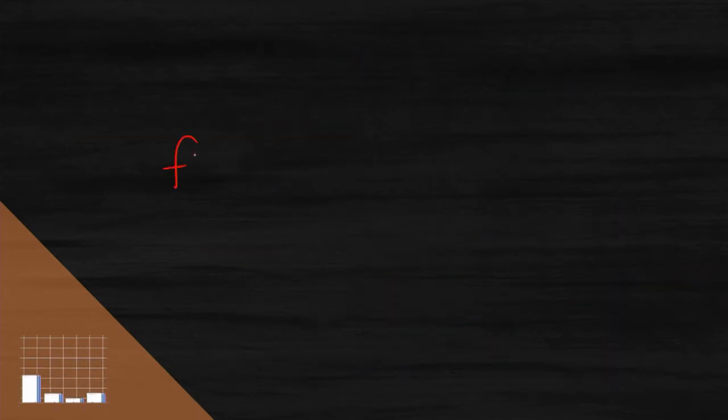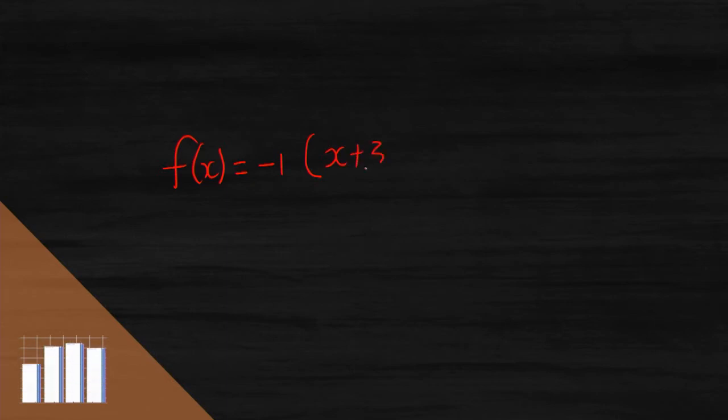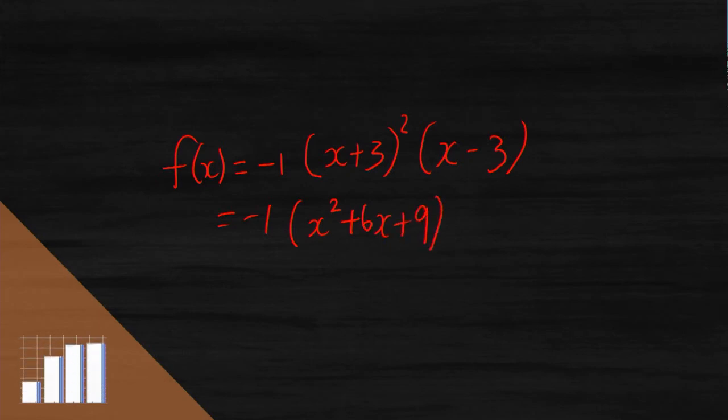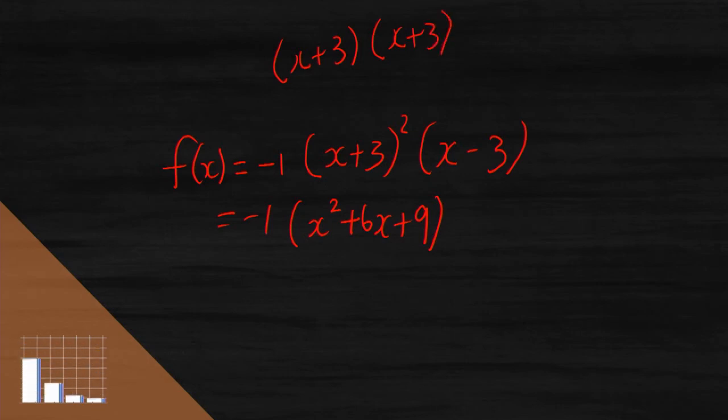So I'm going to get f of x is equal to negative 1, I substitute the value of a in, times x plus 3 squared times x minus 3. Okay, so we get minus 1 times x squared plus 6x plus 9. And all I've done to get that bracket is I've taken x plus 3 squared and I've squared the binomial. So I've multiplied x plus 3 by x plus 3, and that gives me x squared plus 6x plus 9 times x minus 3.